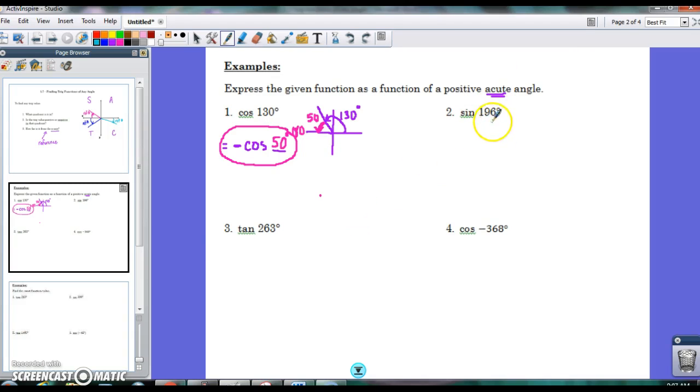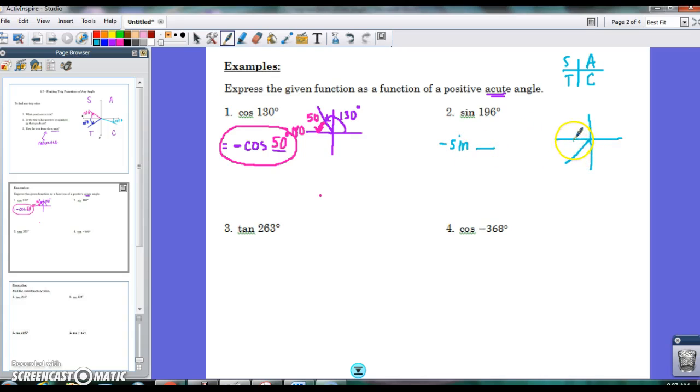The next example is the sine of 196. So here is my picture. 196 is in the third quadrant. Okay, and so first, that's the first part. Third quadrant, is sine positive or negative in the third quadrant? Remember our little cheat here, ASTC. Sine is negative in the third quadrant. So I'm going to put negative sine. And then what is my angle?